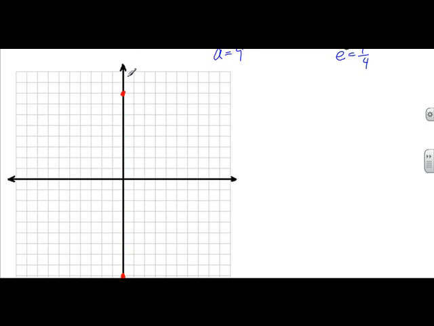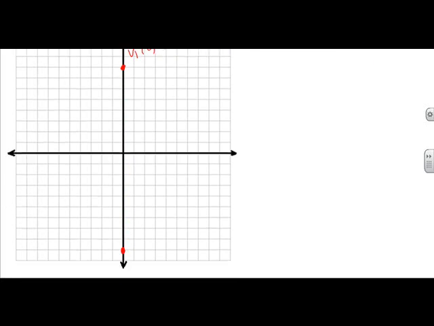So I'll call that V1 and V2. It really doesn't matter which one you think of as the first one and which one you think of as the second one. 0, negative 9. Okay.